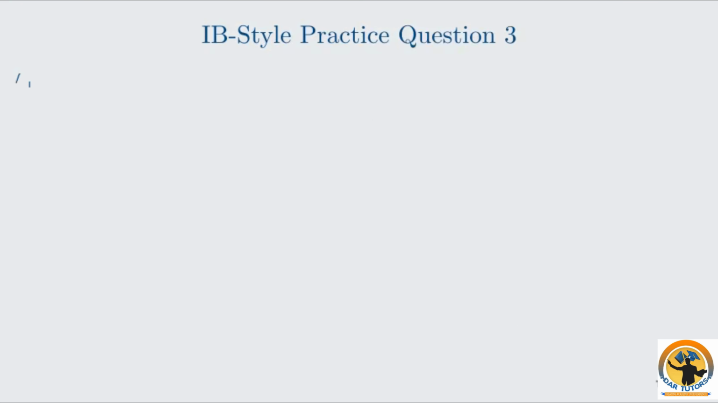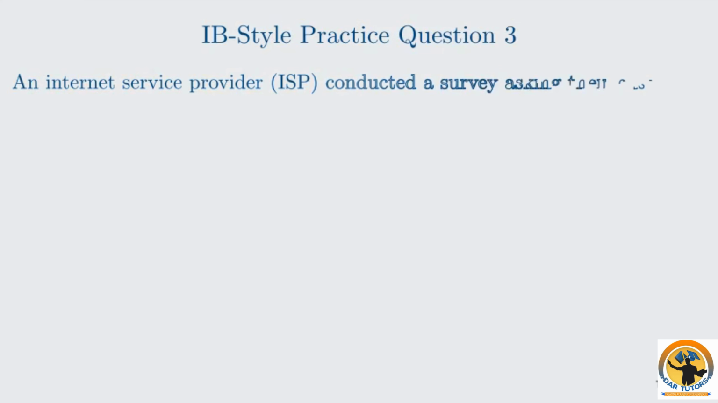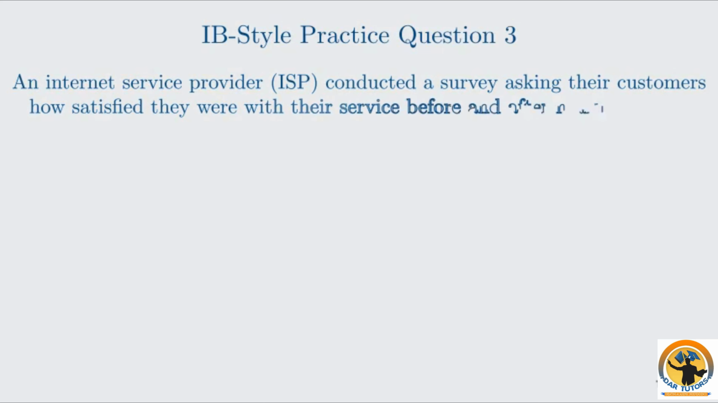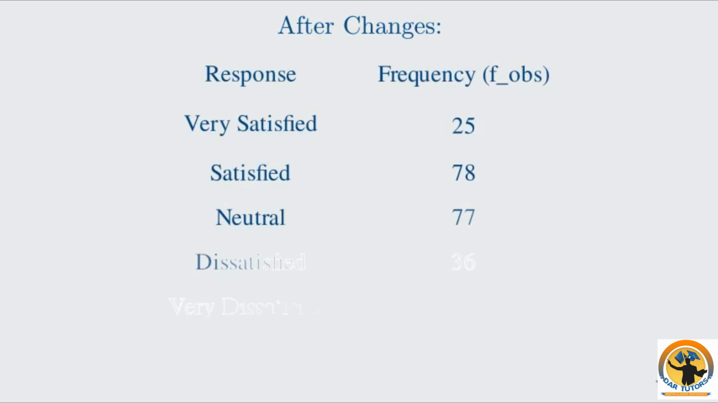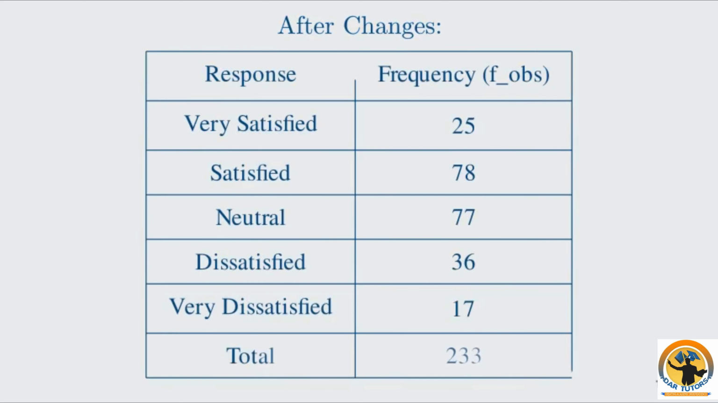Here is our third practice question. This time, we'll work with a test for independence on a 3x2 contingency table. They surveyed customers and found these initial satisfaction levels. After making changes to their internet plans, they surveyed a different, larger sample of 233 people and got these results. The question is, were the ISP's changes effective? We will conduct a goodness of fit test to compare this new distribution to the original one.